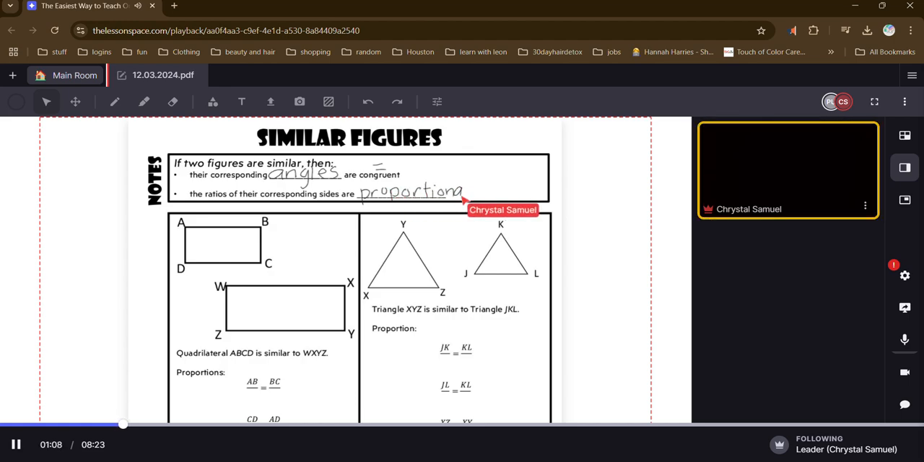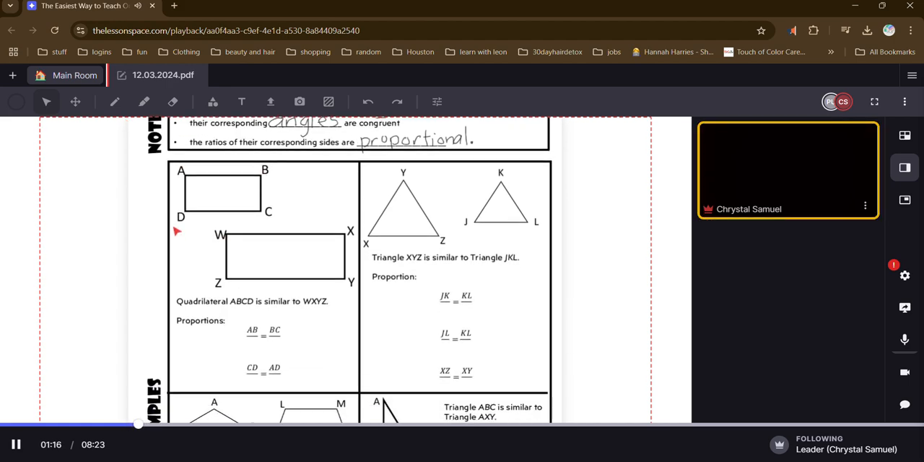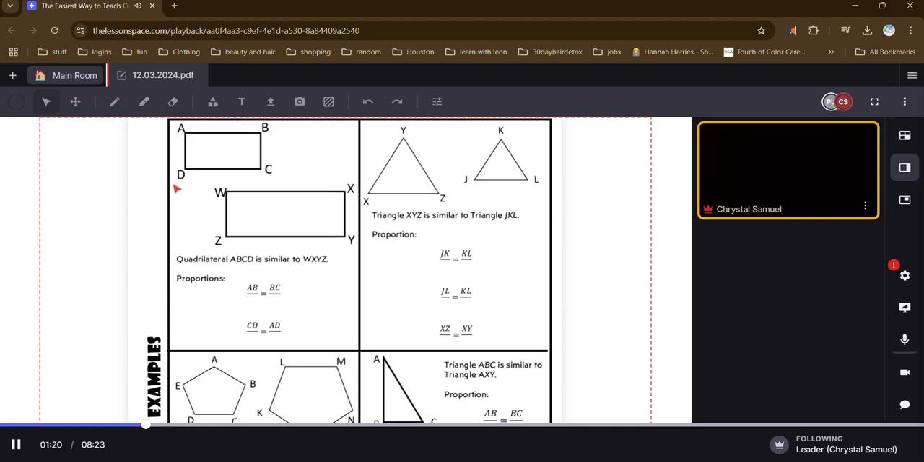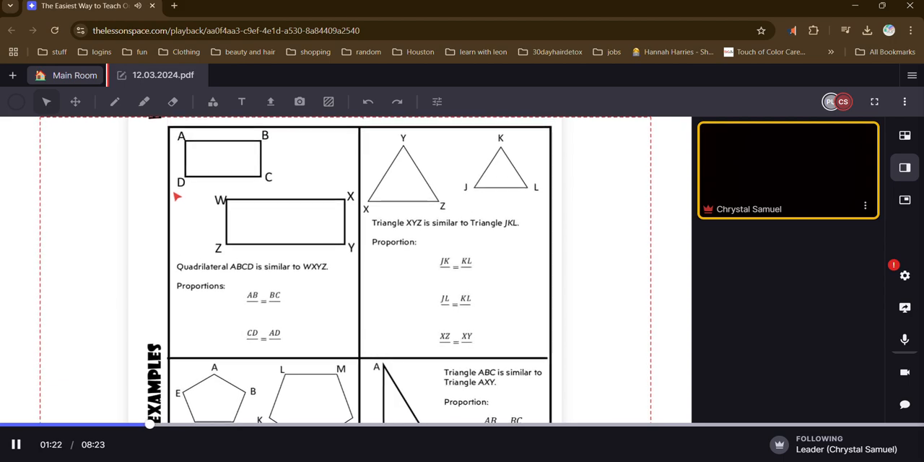Now, 2 units ago, we started proportions. We continued that with probability. And now you're going to see how you use proportions, or at least start setting up your proportions for similar figures. So if you look here in the first example, we have 2 rectangles.